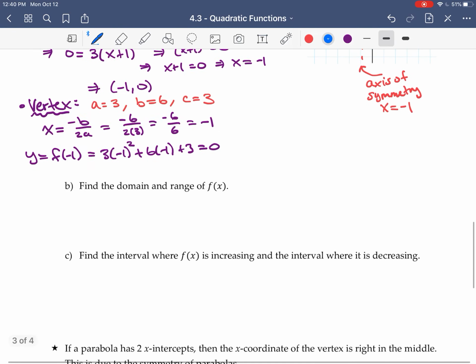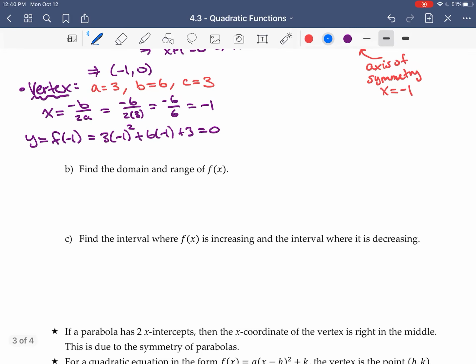Now there's a couple of questions about this function. What's the domain and the range? For any polynomial, for any quadratic function, the domain is all real numbers. Sometimes we write that with a boldface R, or you could write it in interval notation, negative infinity to infinity, or you could write x is between negative infinity and infinity. Those are all saying the same thing.